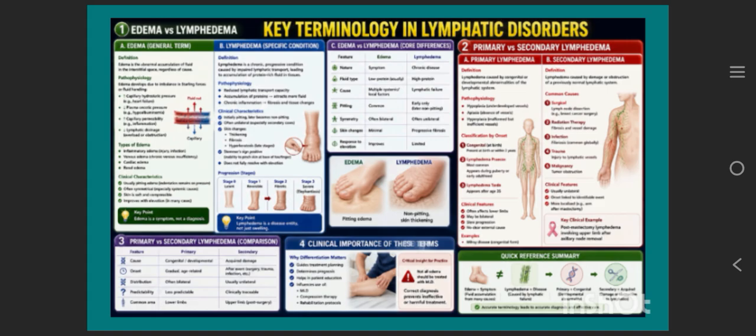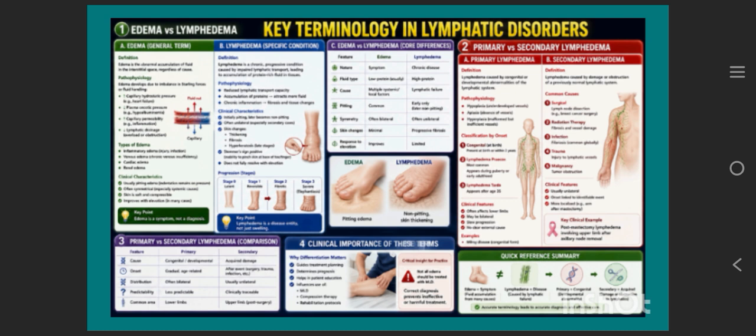What are the types of edema? There are 4 types. Inflammatory edema, which may be caused by injury or infection. Second is venous edema, which may be caused by chronic venous insufficiency. Third is cardiac edema. Fourth is renal edema.